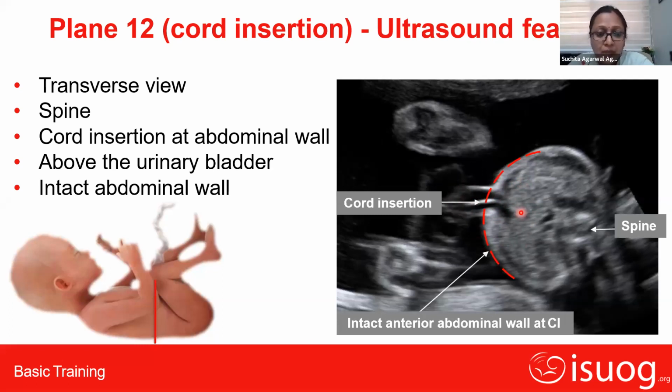It is just above the bladder. If you go a little more caudally down, you will find the urinary bladder. So this comes out of an intact abdominal wall.